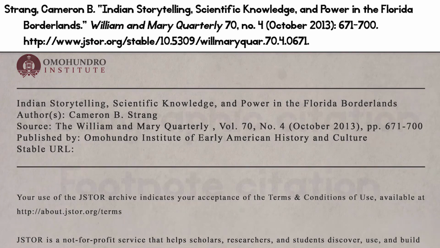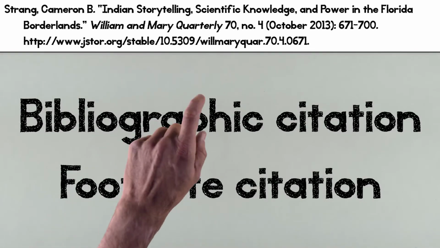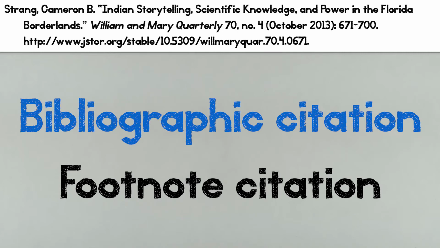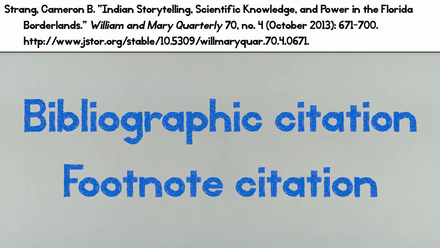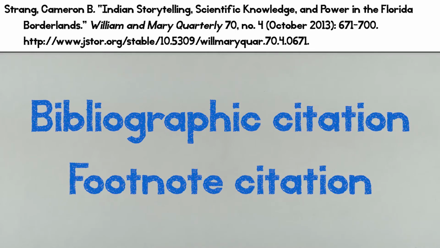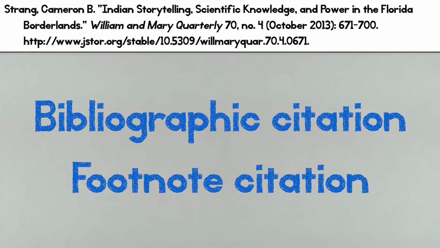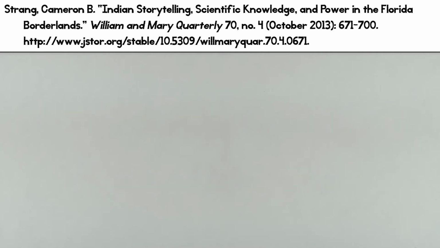Turabian is double the fun because it requires 2 versions of each citation. One for the bibliography at the end of your paper, and another for your footnotes, which are spread throughout the text of your paper. The 2 citations are pretty close, so at least we don't need to start over. We can adapt the bibliographic citation to fit the footnote requirements.